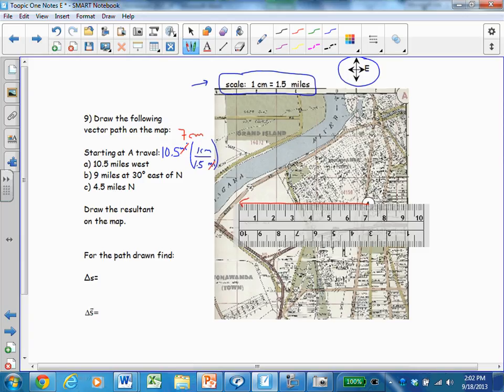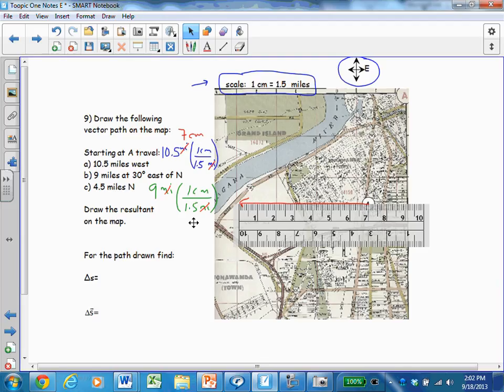Now, the next thing is 9 miles, 30 degrees east of north. So the first thing, I'm going to start at the head of this vector and go forth. Now, 9 miles, I have to convert that to centimeters. So 9 miles, 1.5 miles is 1 centimeter. That cancels my miles. 9 divided by 1.5 would be what? 6? Yeah. 6 centimeters.